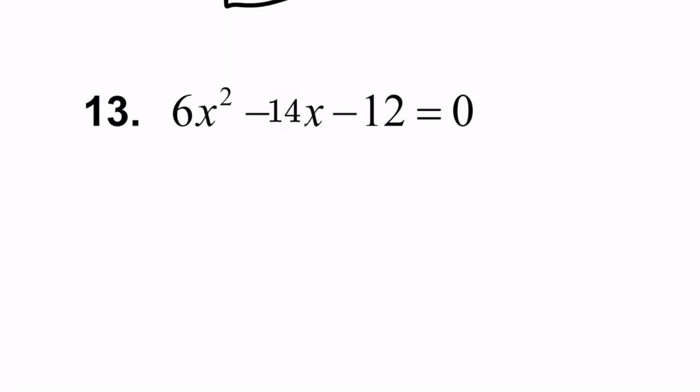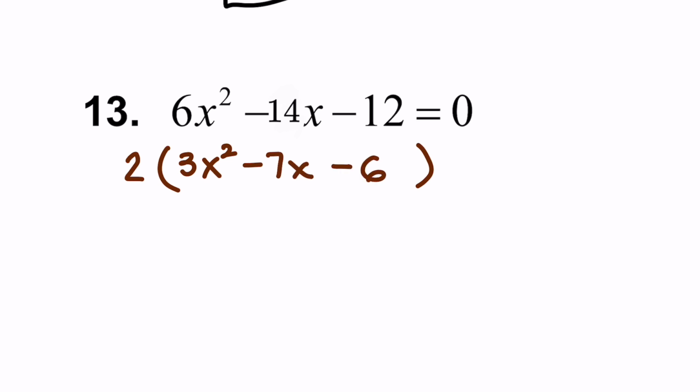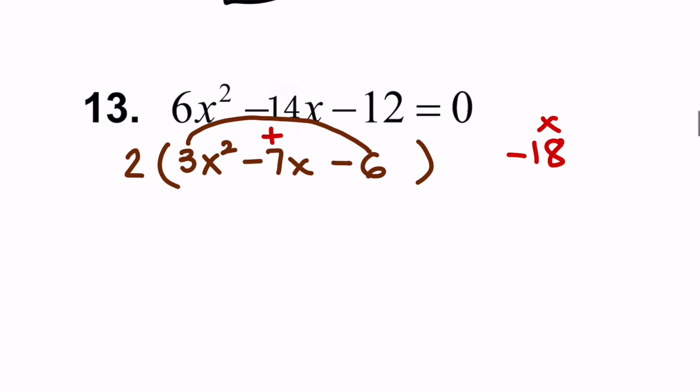First thing that we want to do is see if there's a number that will evenly divide into 6, 14, and 12. Now they're all even, so we know a 2 will divide into all of them. So let's divide a 2 out of each piece. This gives us 3x squared minus 7x minus 6. Now we have a number in the front, so we're going to multiply 3 and negative 6 together to give us negative 18. We're looking for two things that multiply to negative 18 and add to negative 7. That would be 1 and 18, 2 and 9, or 3 and 6.